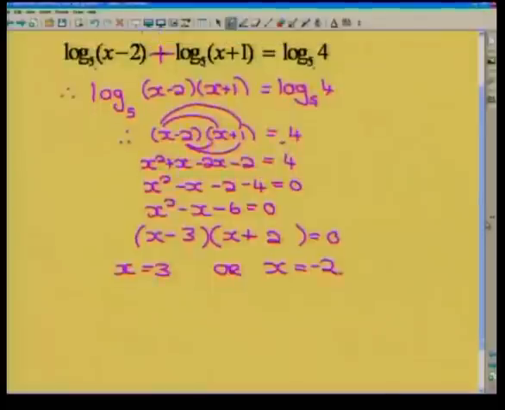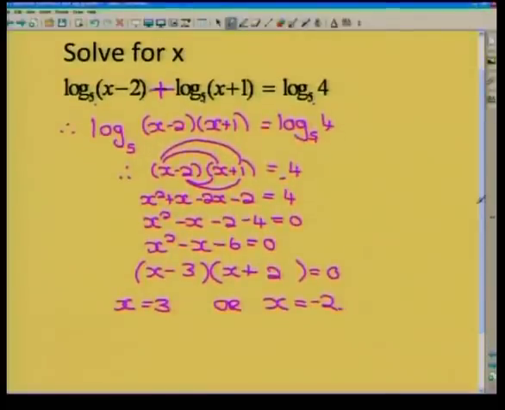Remember what I said to you, we always go back and we check in the original to make sure that this is not making my log invalid. So we have the answers 3 and minus 2, so let's go back to the original. If I go up here, 3 minus 2 makes it a 1, that's fine. 3 plus 1 is going to be a 4, which is fine, so this one is perfect. If I take minus 2, minus 2 minus 2, whoops, not a good idea. That's a minus 4, and we know we can't log a negative number. So this one is invalid.